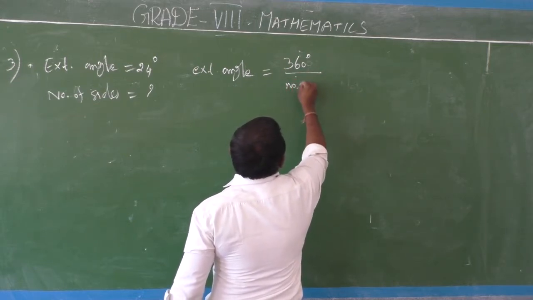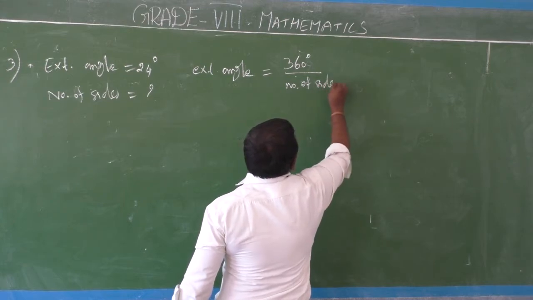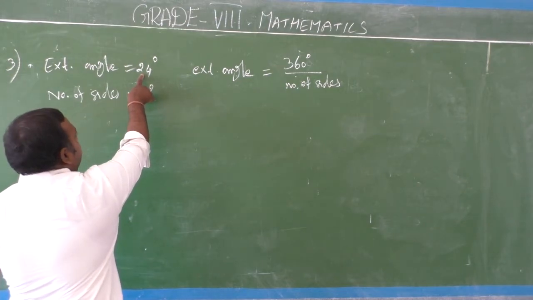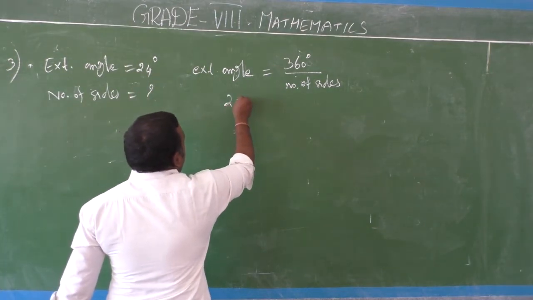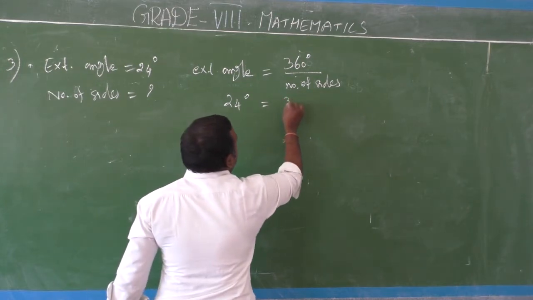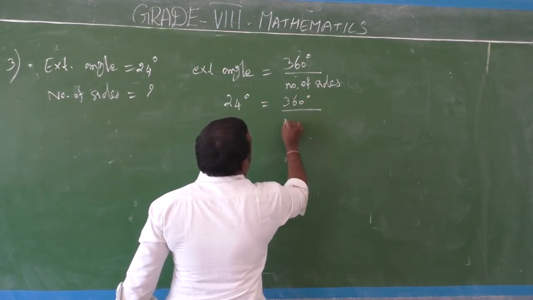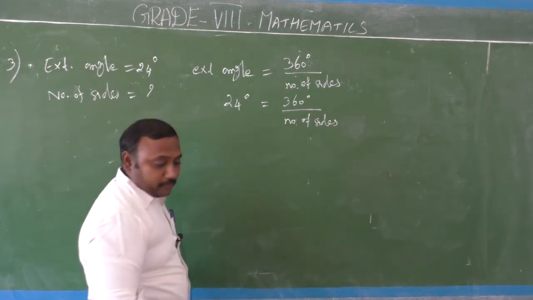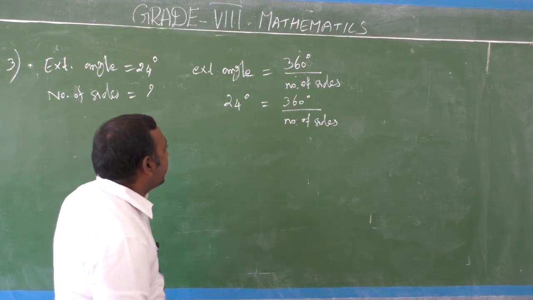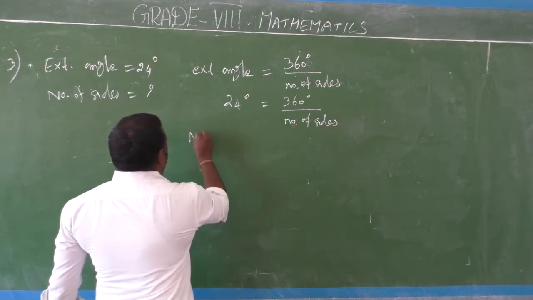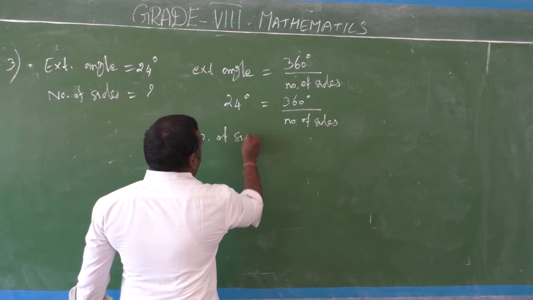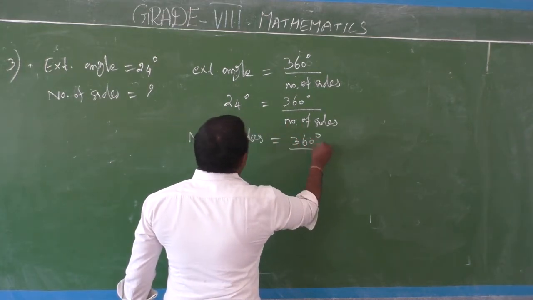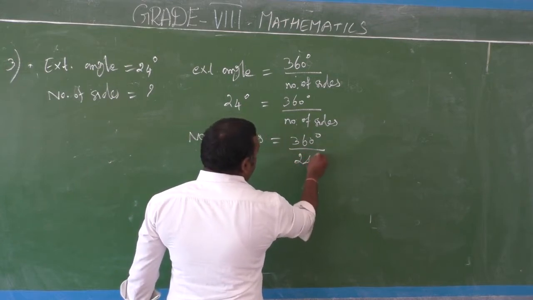So, number of sides. Here, in the given question, the exterior angle is equal to 24 degrees, which is equal to 360 degrees divided by the number of sides. Now we have to find the number of sides of the regular polygon. So the number of sides is equal to 360 degrees divided by 24 degrees.